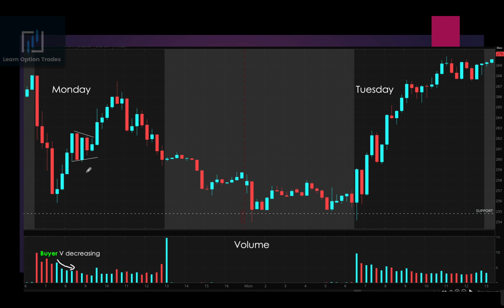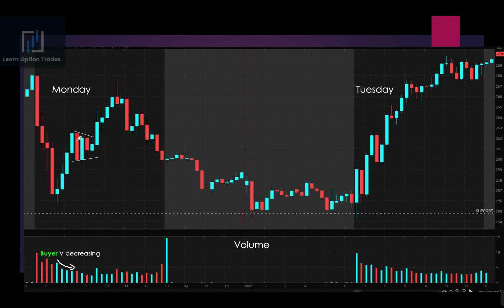I don't know, many people have different names, but as long as you know what they represent and which direction they're potentially going to go in. So you can see that we have this pennant formed. Buyers are decreasing, so I'm like, they're decreasing. Not really sellers are doing much. Buyers aren't really doing much.